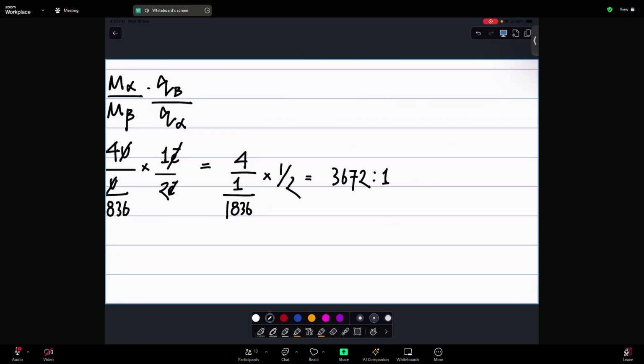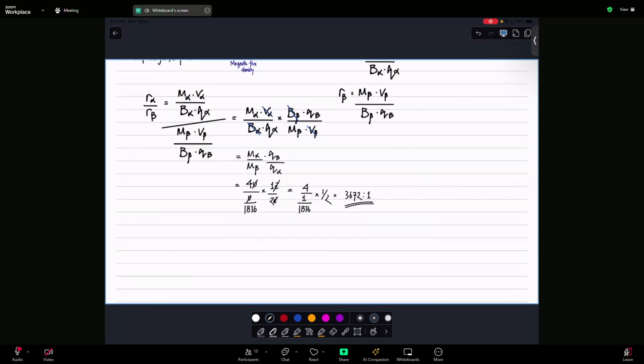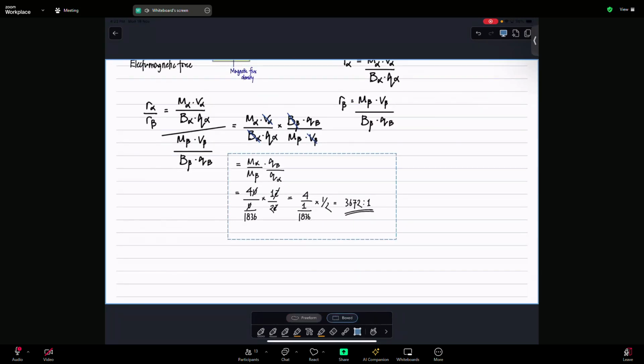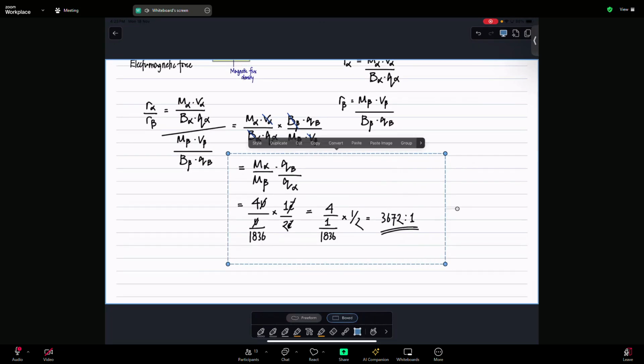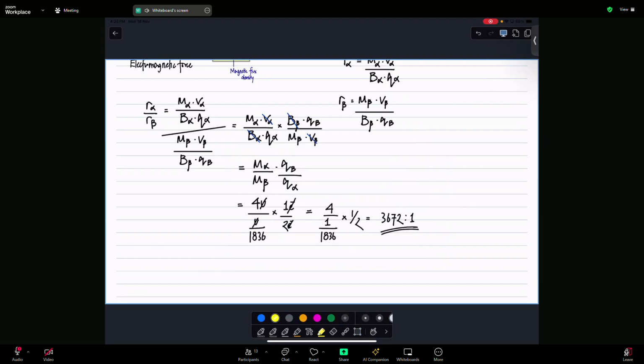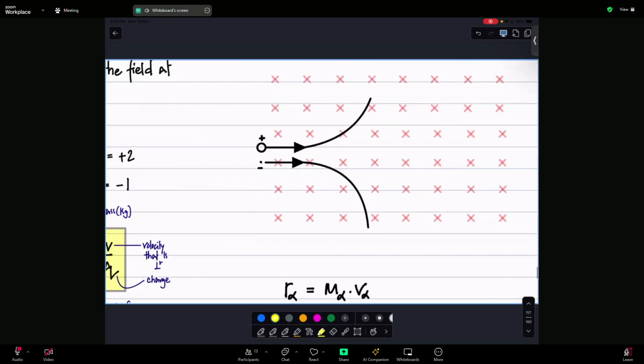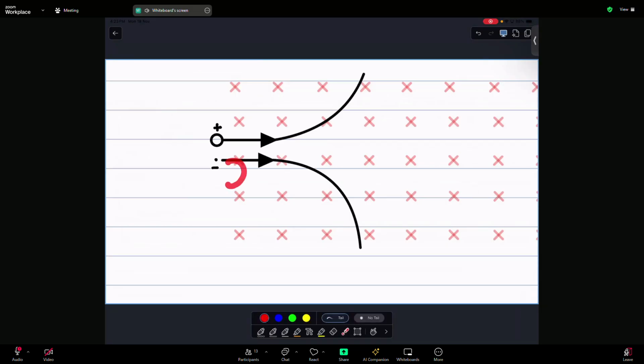3672 is to 1. If you use the values above, your answer will be a little different, 3512 or something. So the thing that I want to show you here, the reason I am doing this math, is that the radius of an alpha particle to the radius of a beta particle is drastically different. 3672 is to 1. That means for every centimeter that your beta particle spirals, your alpha particle will spiral how much? 3672 centimeters.